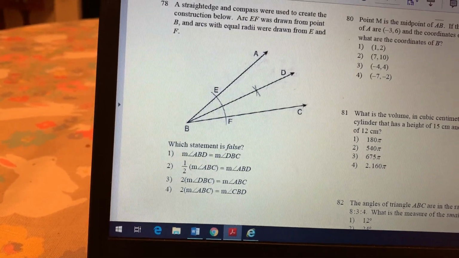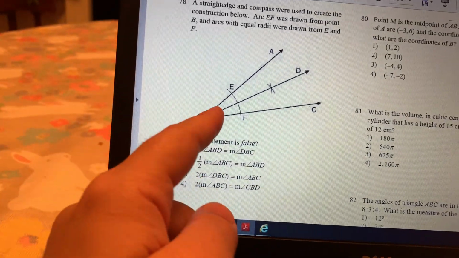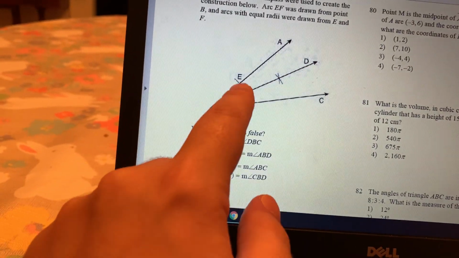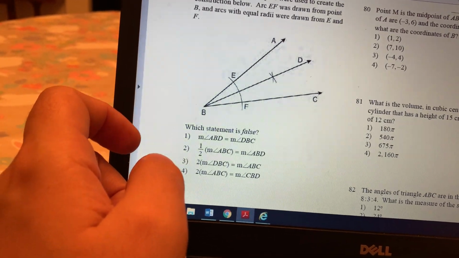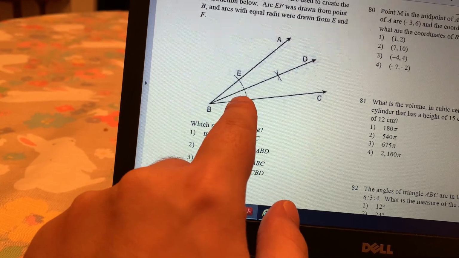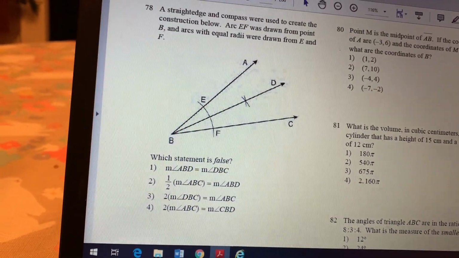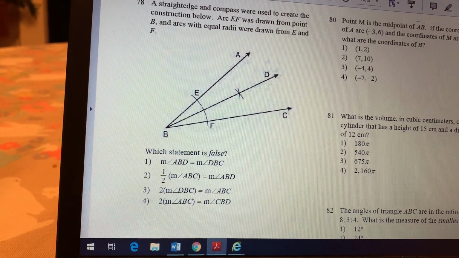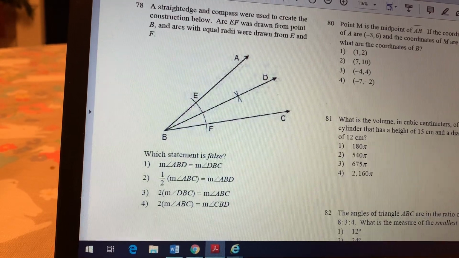All right. The measure of arc ABD. So that is ABD. That is this angle. I said arc, excuse me. Angle ABD is equal to the measure of angle DBC. DBC right there. Okay. So it's saying that the two smaller angles are equal. Okay. You can kind of use this one. You can kind of do this one logically.